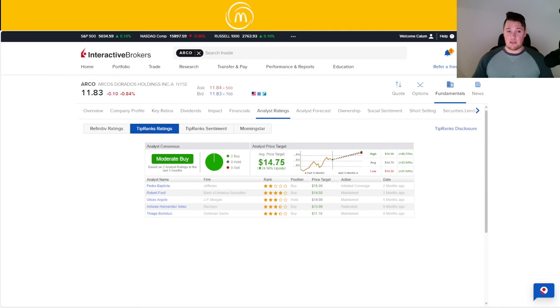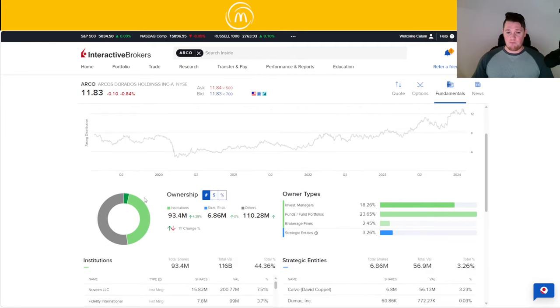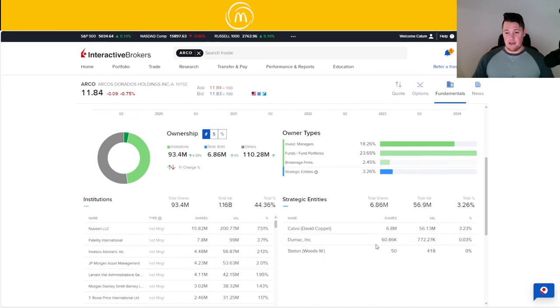But still, no matter what though, when it comes down to this company, I do feel it has a ton of upside, even more so looking at the ownership breakdown of this. So about 93.4 million held by institutions, 6.86 million by strategic entities, and the majority is this individual right here, David Coppello, and other is 110.28 million. So retail essentially does own the float, because other is aka retail.